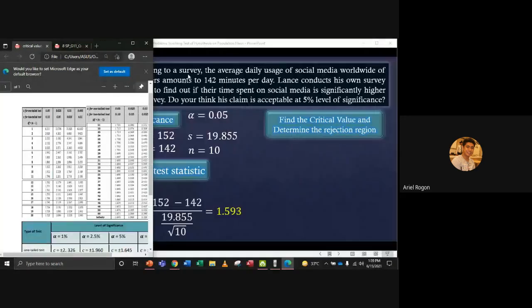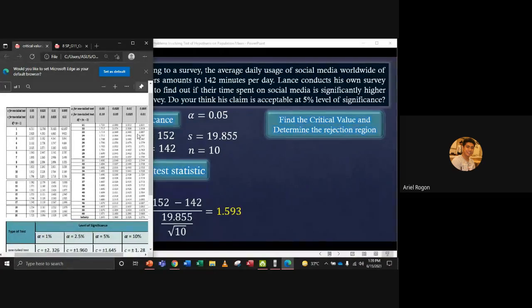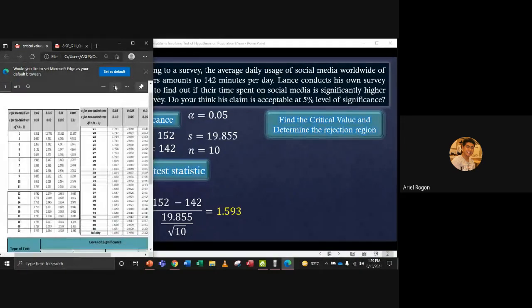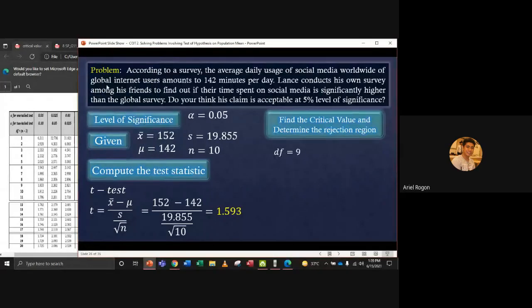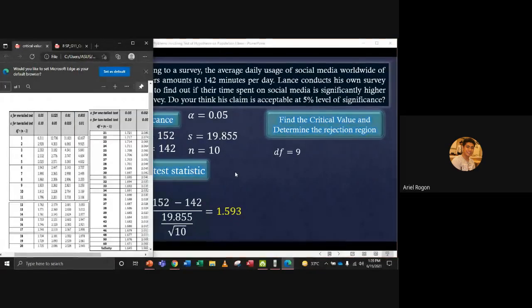Okay. So ano yung kailangan natin dito? Degrees of freedom. Ano yung magiging degrees of freedom natin, class? Okay, 9. So 9, correct. So sige nga, tingnan nyo nga, class. So what will be our critical value if the degrees of freedom is 9 and the level of significance is 0.05, one-tailed test? Nakikita ba?